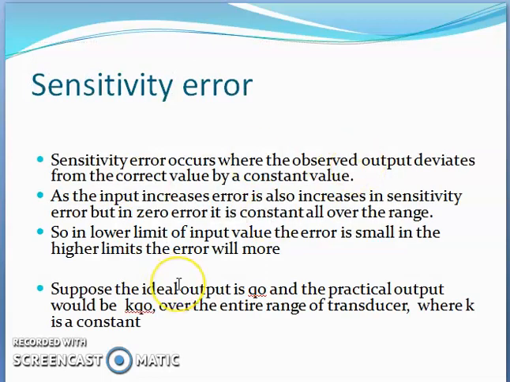Now coming to the sensitivity error. Sensitivity error occurs where the observed output deviates from the correct value by a constant value.